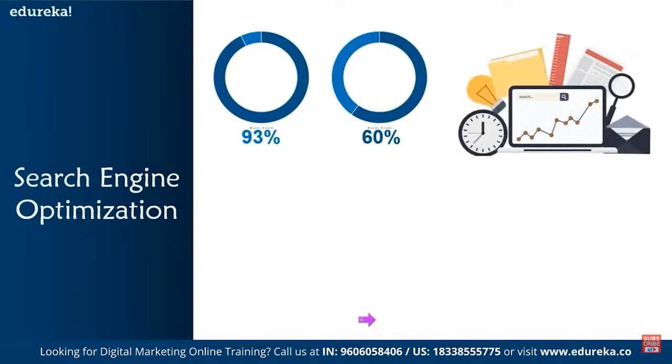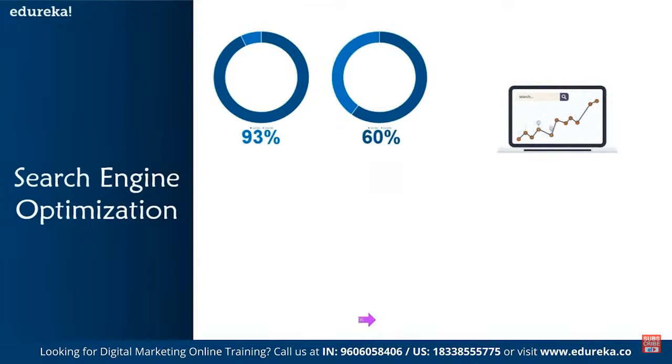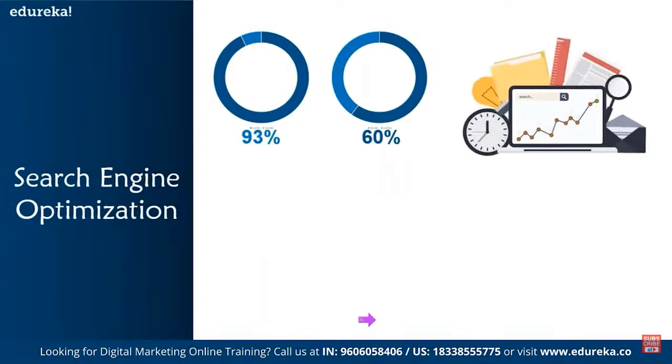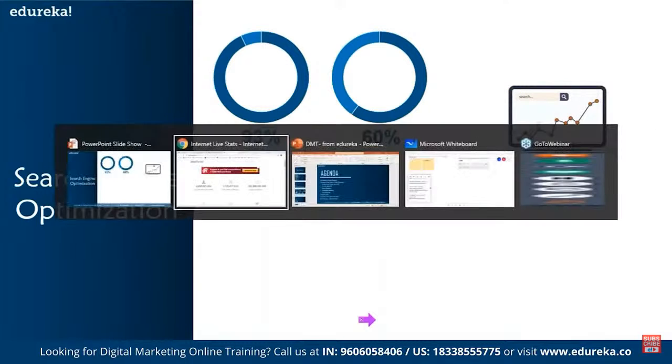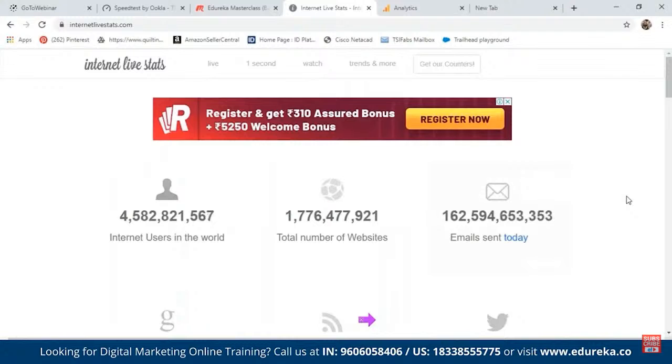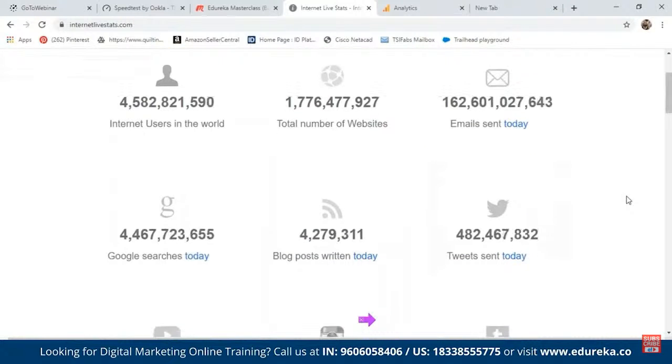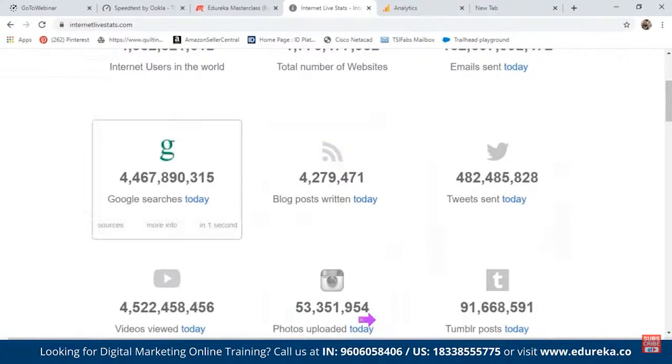Now, if you have been using Google for the last 5 to 6 years, you would realize that the search result page has been evolving over time. Now, when you search, you see local businesses in addition to your normal search results of websites or web pages. Let me take you back to the internet stats once again. Look at the number of Google searches that has happened today. It's about 4.4 billion.